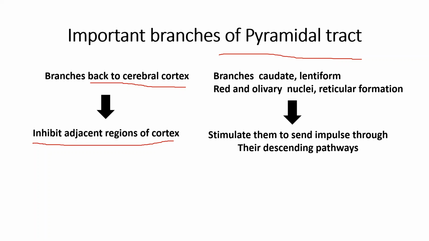So this inhibition of the adjacent region of the cortex is very important for controlled movement. We know that it makes the movement more smooth and agile. So that is something which is very important. And it doesn't end there. It also gives branches to the caudate, lentiform nucleus, red nucleus, olivary nucleus, and reticular formation. See, all these have their own descending pathways. Many of them are not named pathways.